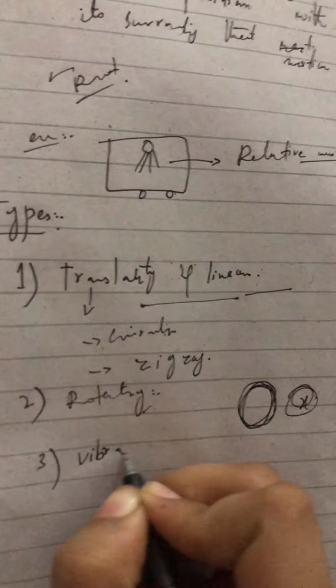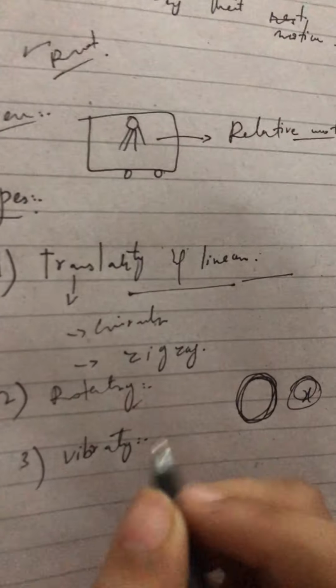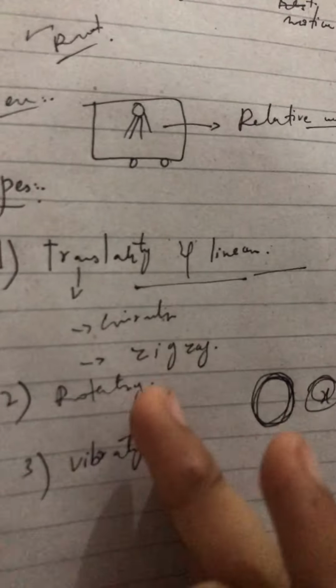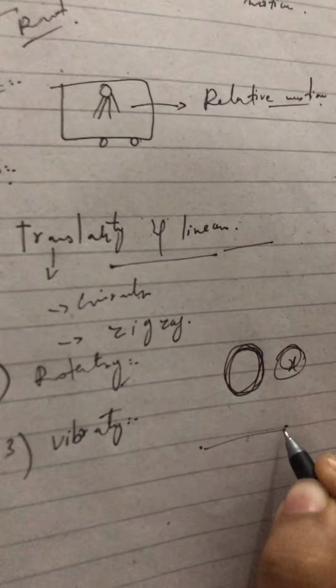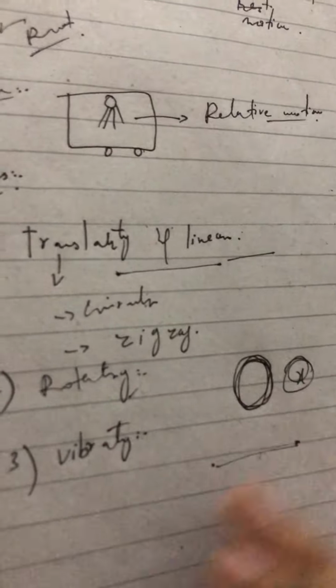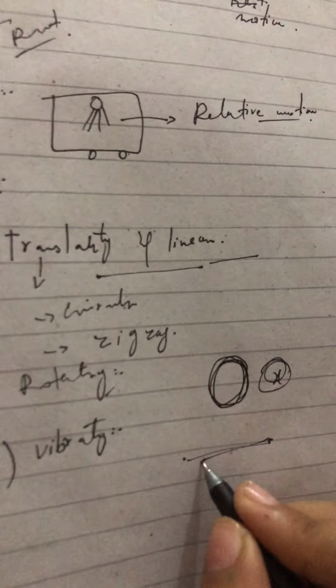Number 3, vibratory. What is vibratory? Like moving but at a constant speed. If a body is moving from here to here, it will only move from here to here. It will move backward, then again forward, backward and forward. That will be called a vibratory motion.